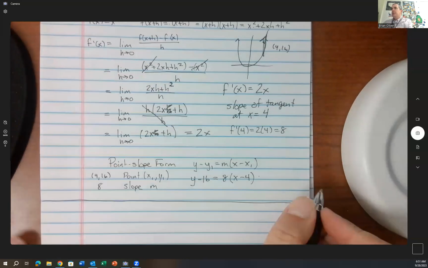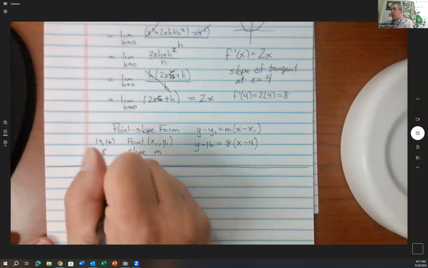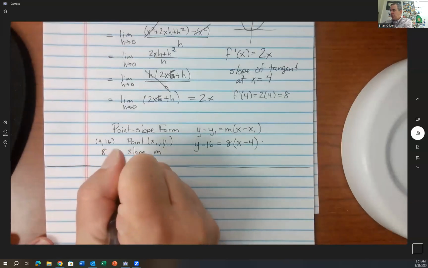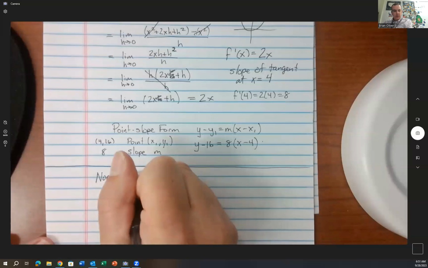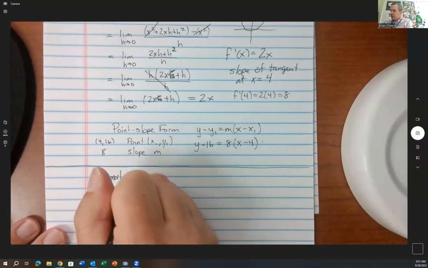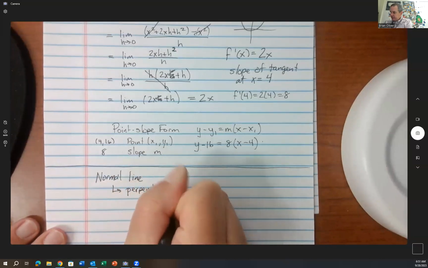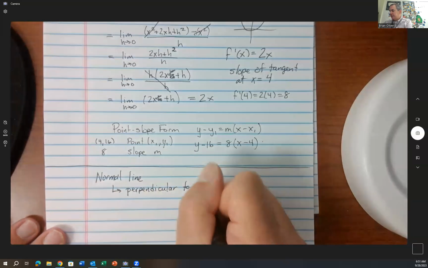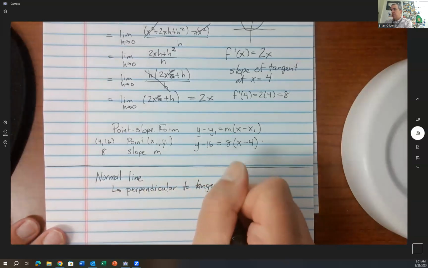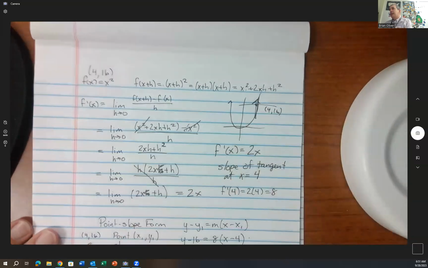And so the other part that we talked about in that first class, or actually the beginning of the second class, is something called the normal line. A normal line is a line that is going to be perpendicular to the tangent. So if this is my tangent line, my normal line is going to look like that.